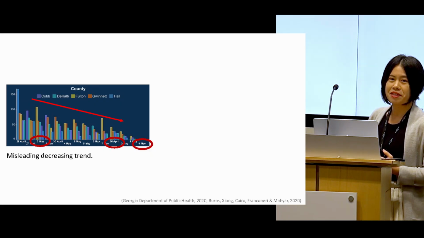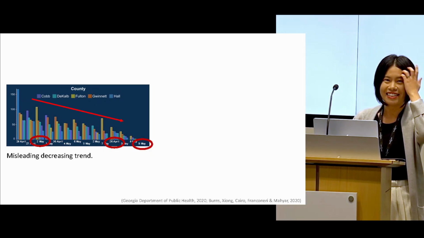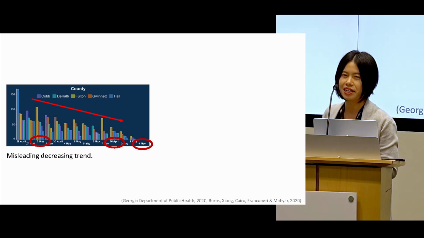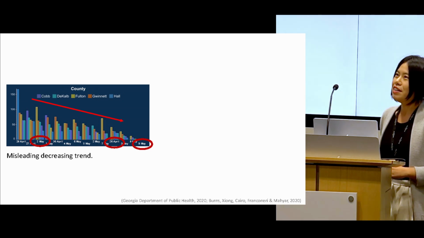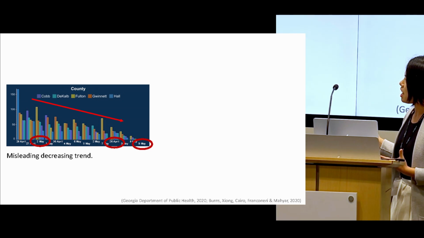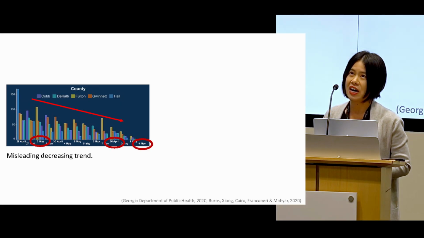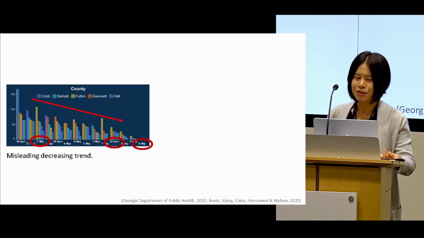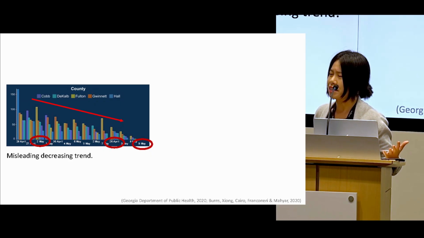So what y'all might be thinking, or is that a hand? Yeah, exactly. What y'all might be thinking is that there's this very salient downward trend. It looks like the COVID cases are getting better, right? But then you probably took a closer look at this point and you realize that the x-axis values are not sorted by time. They're actually sorted by size, right? So this downward trend is misleading.